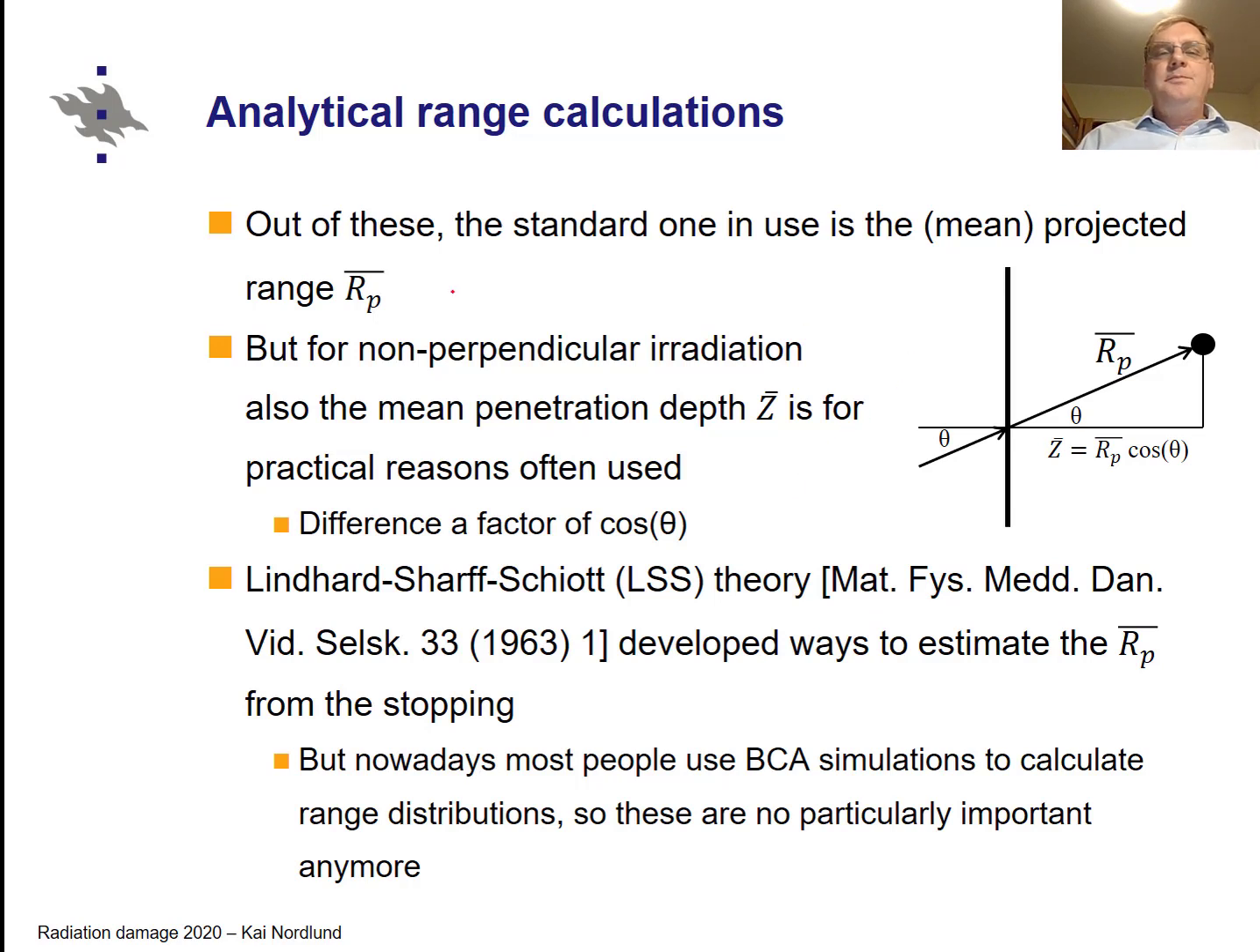Much of the time the quantity which is used is the projected range or its average. Although also quite often for non-perpendicular irradiation, people use the mean penetration depth or the penetration range distribution and its penetration depth. And this is because if you do an experimental measurement of the depth profile, this is the quantity you would actually get.